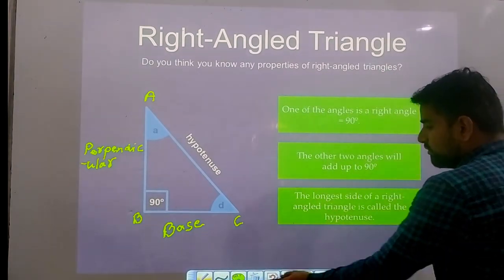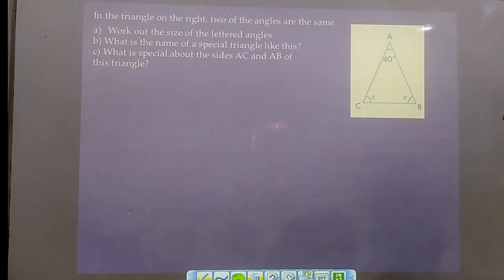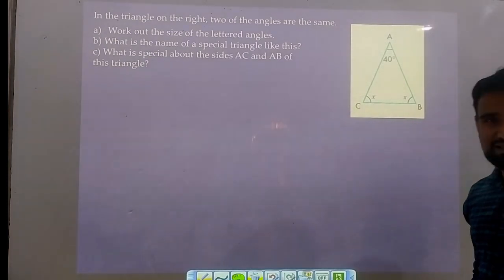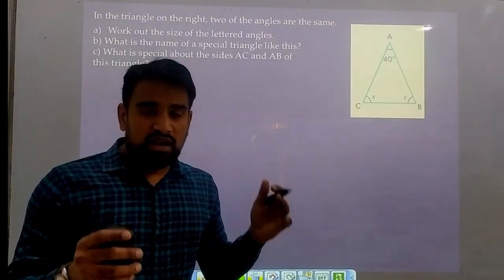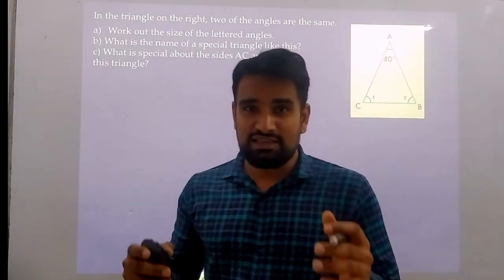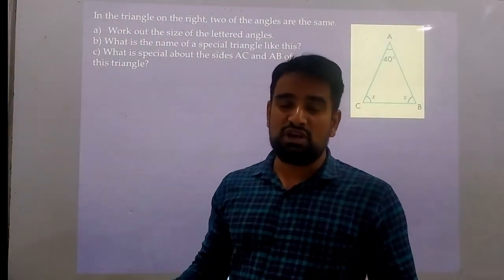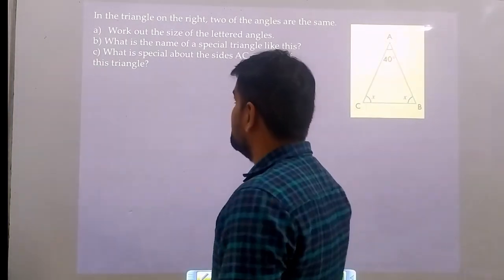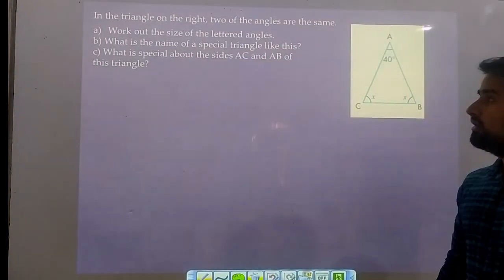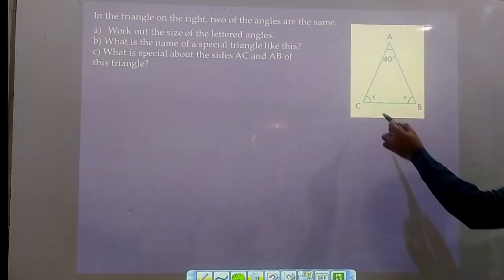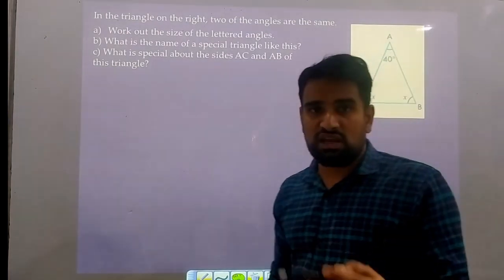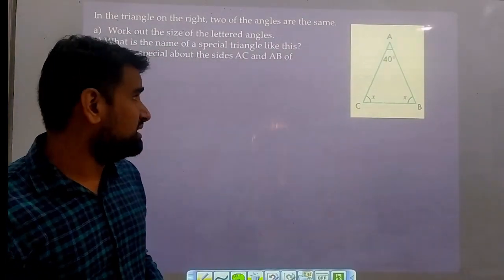Okay, so let's go ahead and start with the exercise, right? So now we are going to start the exercise based on triangles and what we've learned. In this triangle on the right, two of the angles are the same, right? You know that if two angles of any triangle are the same, that means it is an isosceles triangle.